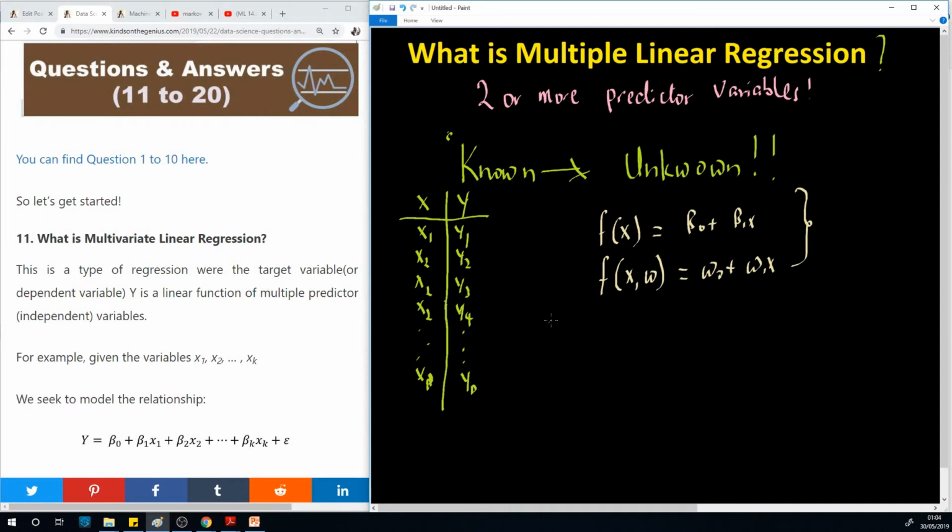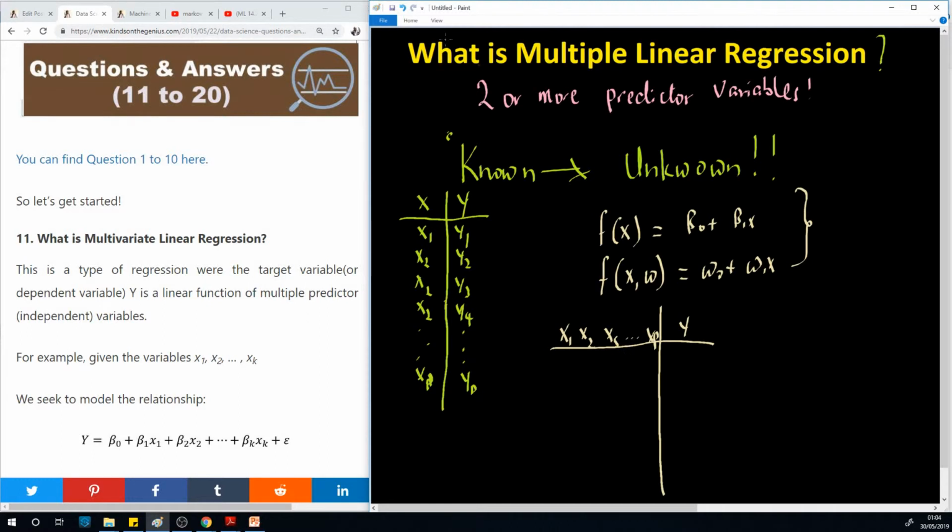Now when we are talking about multiple linear regression, we are talking about where the target variable or dependent variable is a linear function of multiple predictor or independent variables. So in this case, we are talking about a table like this. We have x1, x2, x3, all the way to xp. So we have p predictor variables. So the question is, how do we relate the two?